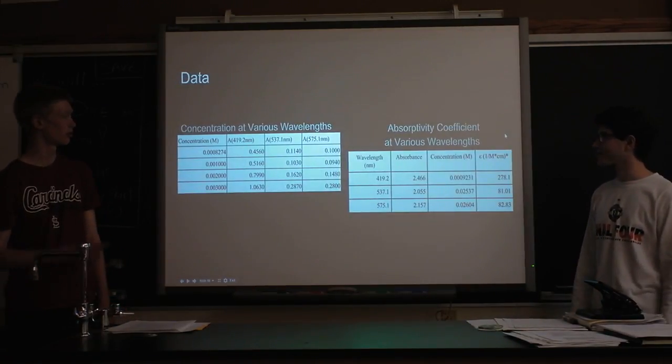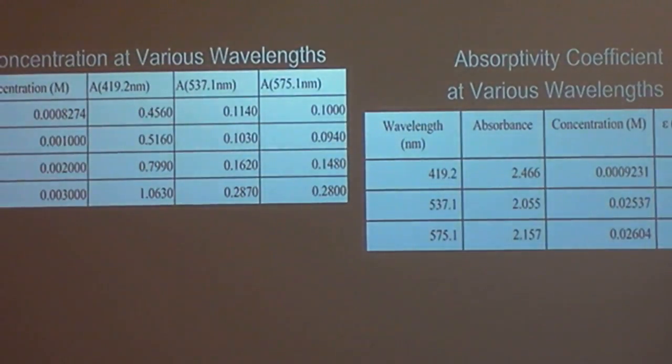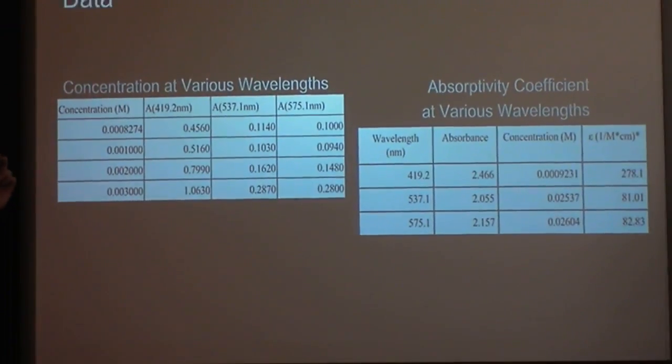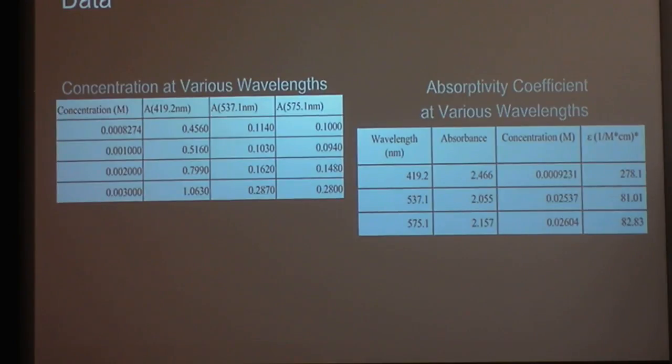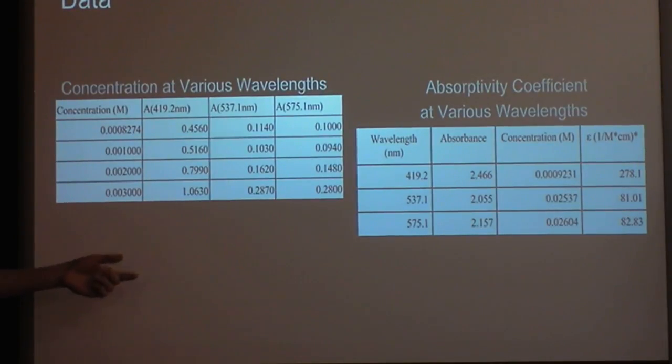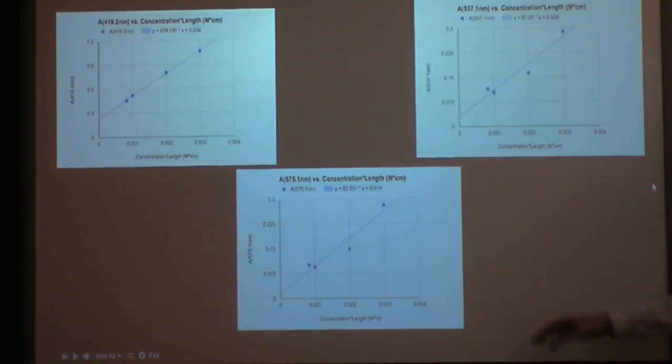Pretty much those peaks were at these 3 wavelengths, and we took known concentrations of blood and found the absorbances at those specific wavelengths. You could adjust it using the spectrophotometer, and using the Beer-Lambert law, we were able to calculate the coefficient, epsilon, or the absorptivity coefficient. The way we calculated it is by rearranging the Beer-Lambert law so that the slope was equal to the absorptivity coefficient.